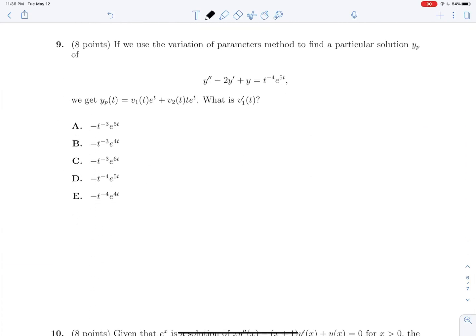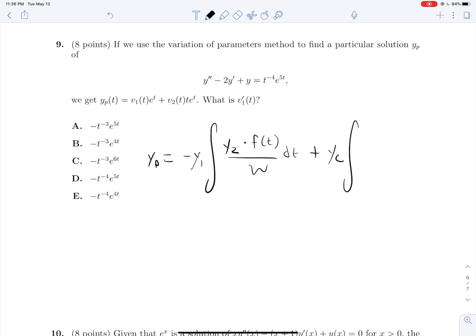If we're using variation of parameters to find a particular solution yp to this whole thing, we get an equation in this form. We're looking for v1 prime of t. Okay, before we try to think about what's going on here, let's write out the entire formula for variation of parameters. It says that yp is equal to negative y1 times the integral of y2 times f of t over the Wronskian dt plus y2 times the integral of y1 times f of t over the Wronskian dt.